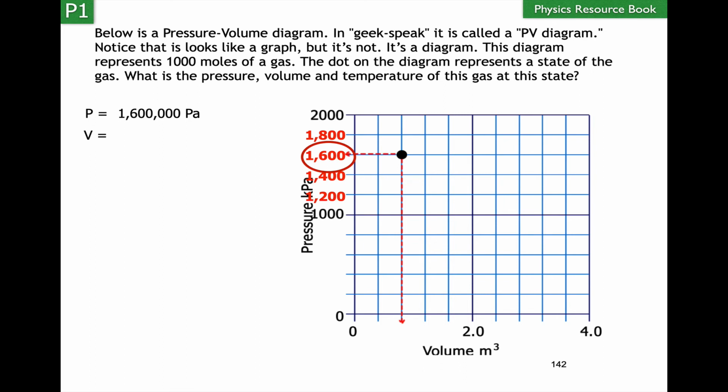Okay, for the volume, you can see I already have the dotted line down. I just need to figure out the increments. So on my diagram, there are the increments. And this comes out to be 0.8 meters cubed on the diagram. So the volume is going to be 0.8 meters cubed.